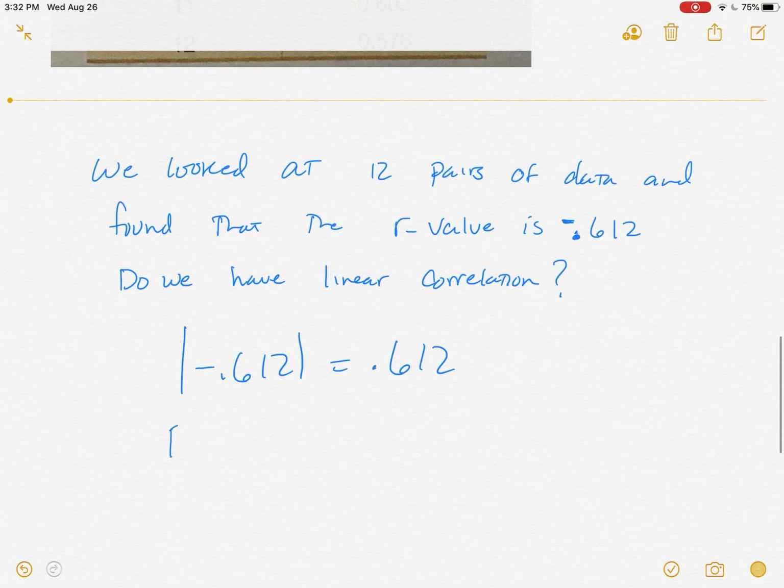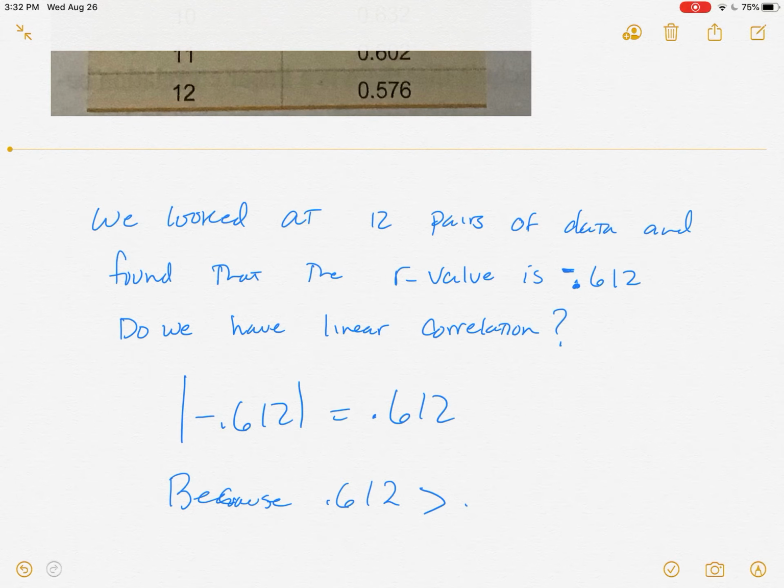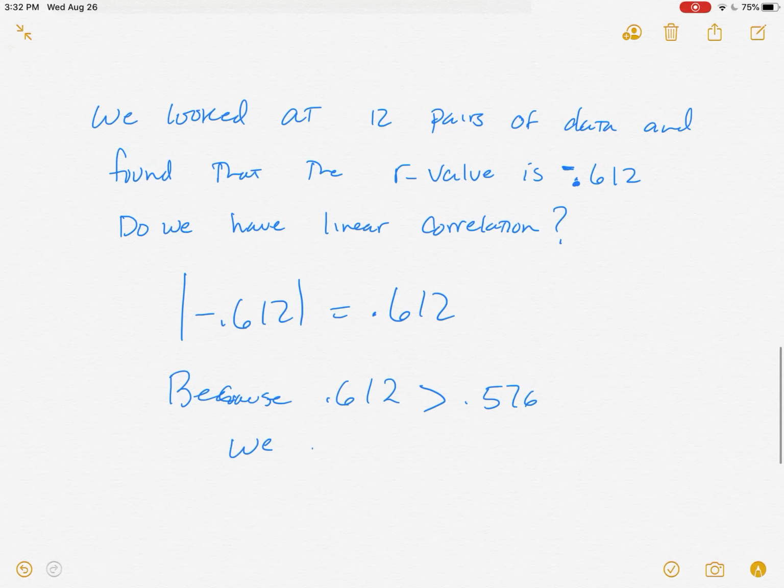So because 0.612 is greater than 0.576, we do have linear correlation between the two variables. We would be able to find what they call the regression line that would describe it. It's also called the line of best fit, but it basically goes right in between all those points.